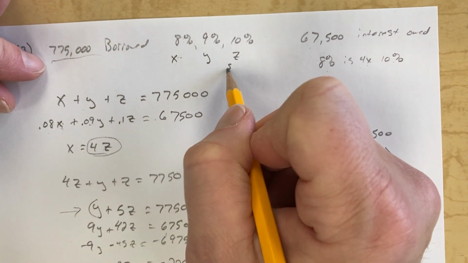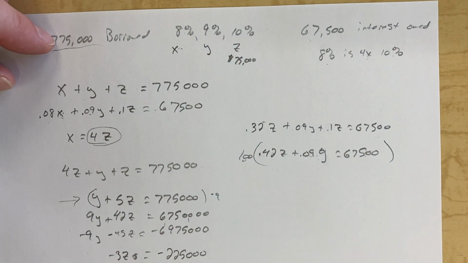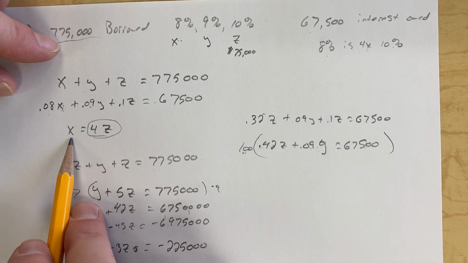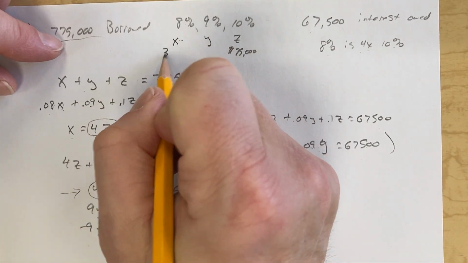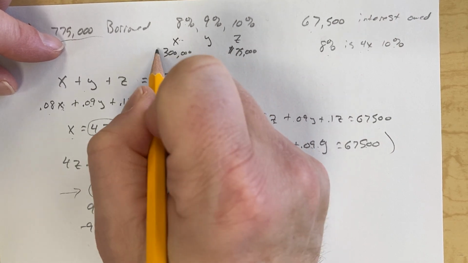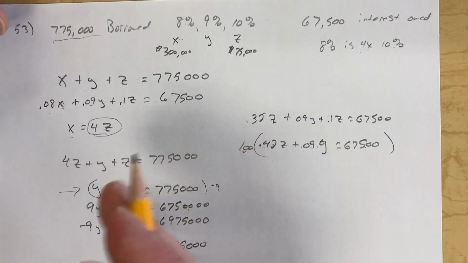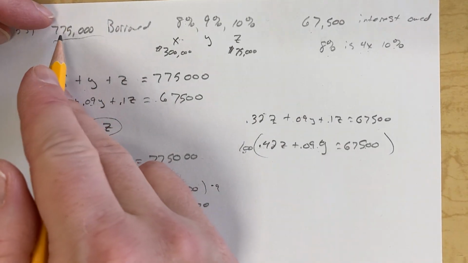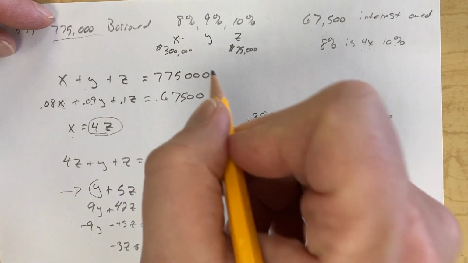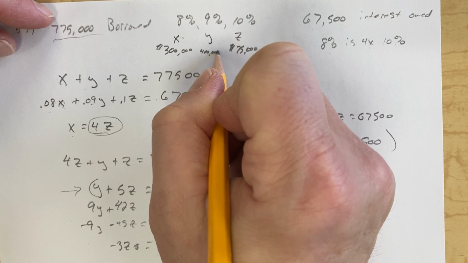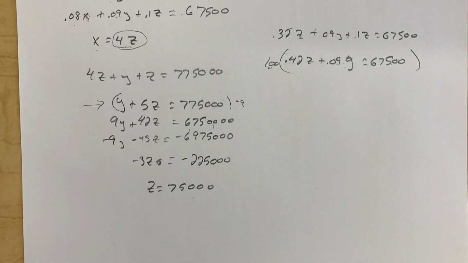So somebody borrowed 75 grand at 10% interest. We were told that the 8% was 4 times this. So if we multiply by 4, that means X, the amount of money we borrowed at 8%, was 300,000. And then we were told that the total amount of money was 775. So if we take 775 minus 300 minus 75, it should leave us at 400,000 that we borrowed at 9%. Kind of a tough problem, but that's how you set it up and solve it.